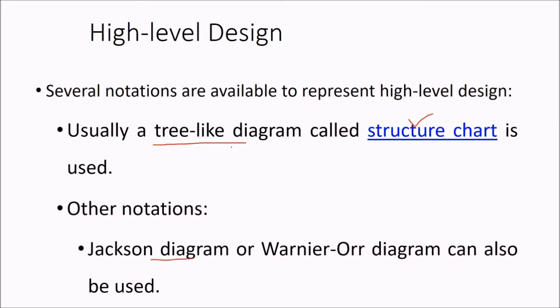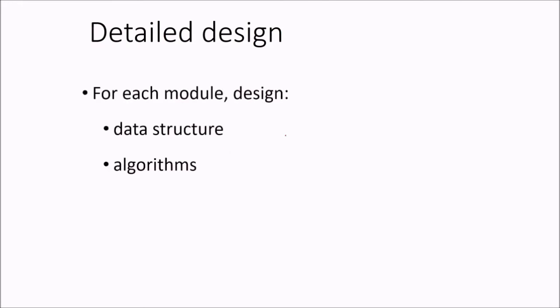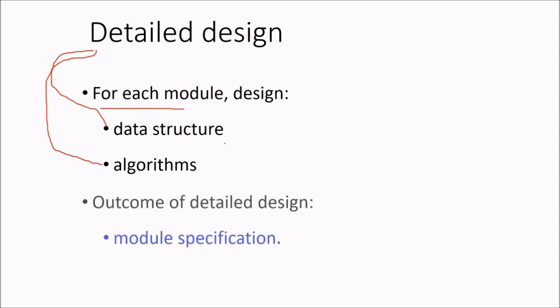What about detailed design? For detailed design, for each module we first design the data structure, and then we design algorithms. This is a very important part of software engineering, and it includes computer science also. In computer science, you will learn a different subject of data structures and a different subject of algorithm design and analysis. So software engineering is considered to be an amalgamation of various fields acting together in tandem to make good software. The outcome of detailed design will give us the module specification.